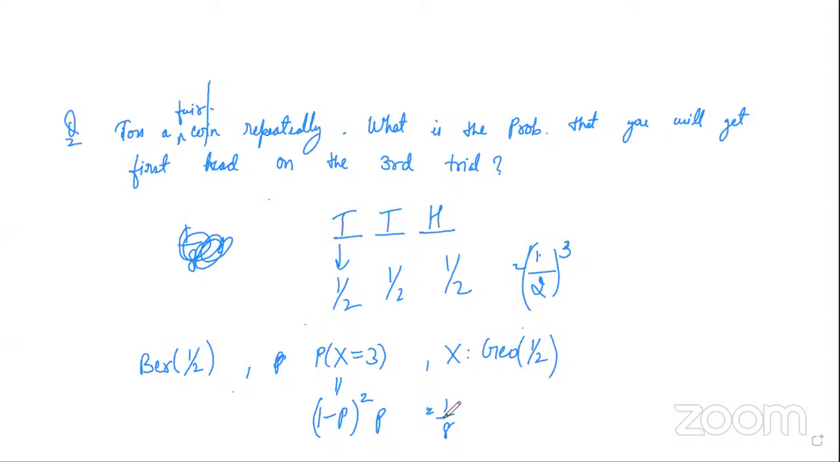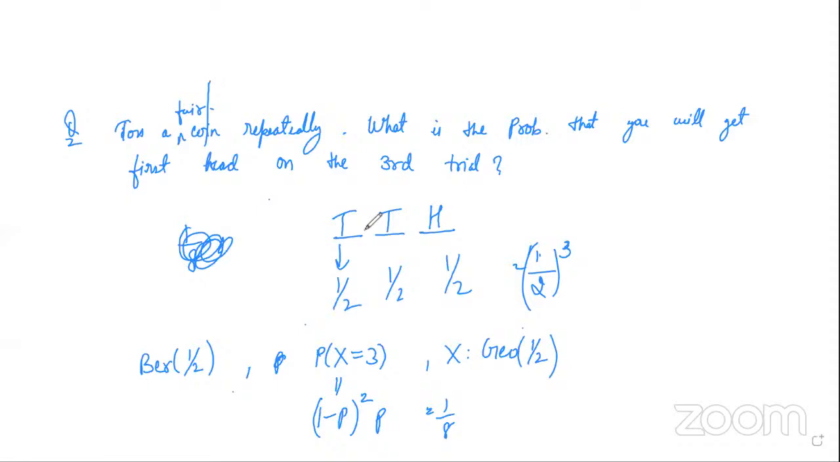Ma'am, in case of Bernoulli and geometric, in both cases the trial probability is the same. It's not about Bernoulli or geometric. We are saying that each of the trials is Bernoulli. So I have a coin, I have tossed it once, so I can have a head or a tail. If I am defining my success to be head, then success is head and failure is tail.